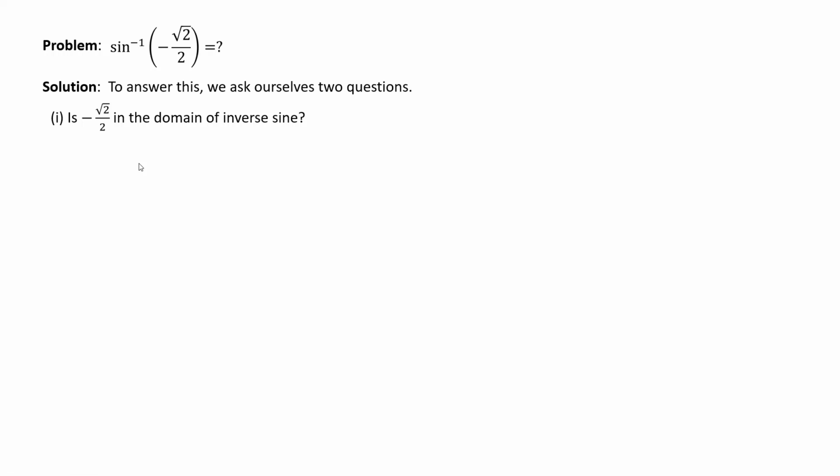The answer is, yeah, the domain of inverse sine is -1 to 1. Yes, it is in -1 to 1. How do I know that? Square root of 2 is 1.414. Divided by 2 is 0.707, something like that. Negative 0.707, 0.707. Yeah, that is inside this.